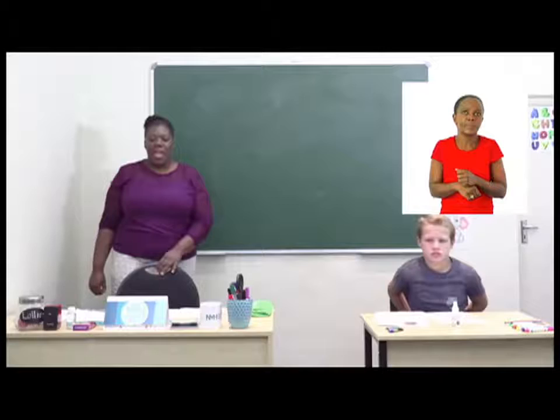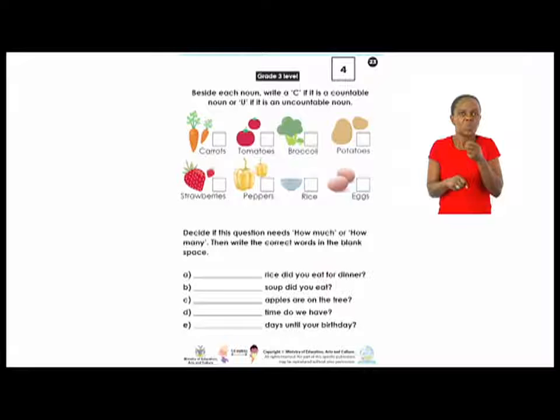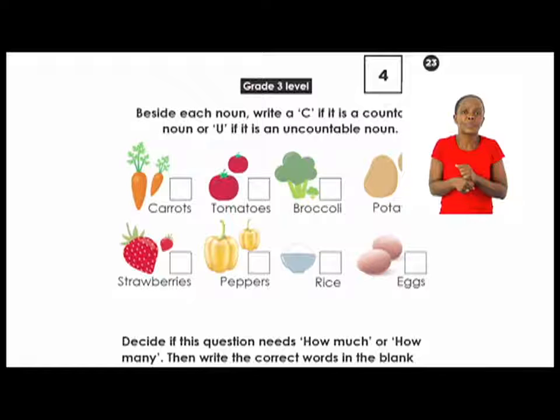And uncountable nouns are nouns that we cannot count. For example, sugar. Sugar in a bowl, we cannot count how many sugar there are. So those are uncountable nouns. I have some pictures there. The first picture has got carrots. Is it a countable noun or uncountable noun? Yes, very good. It is an uncountable noun. So we are going to write a C beside the word carrots. You're going to write your C in the box like that.